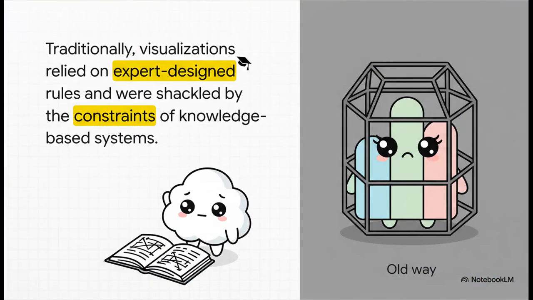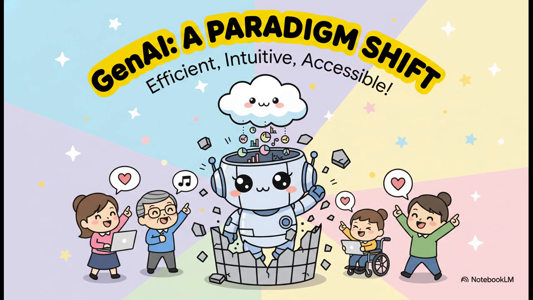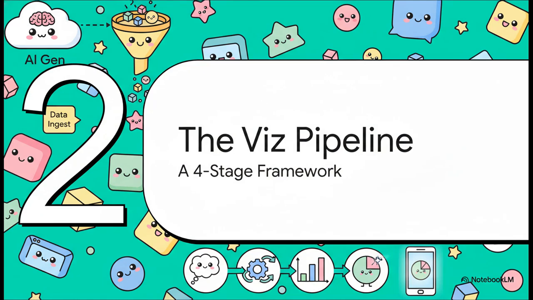Now, to really get why this is such a big deal, you have to remember how things used to be. For the longest time, making a good chart was, well, it was hard. You needed complex software, you had to follow these expert design rules, you were basically stuck inside a very rigid, predefined system. But GenAI just completely changes the game. See, instead of following strict hand-coded rules, these new AI models learn from looking at thousands and thousands of real-world examples of great visualizations. This is a massive paradigm shift. It makes the whole process way more efficient, more intuitive, and honestly accessible to pretty much everyone, not just the data experts.